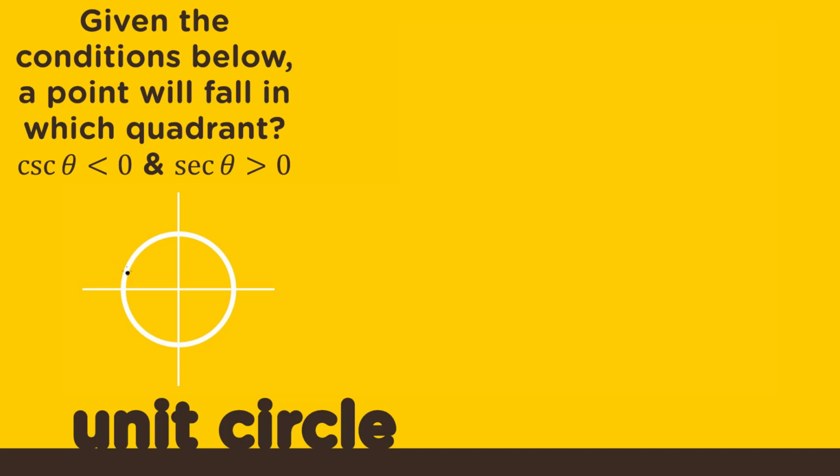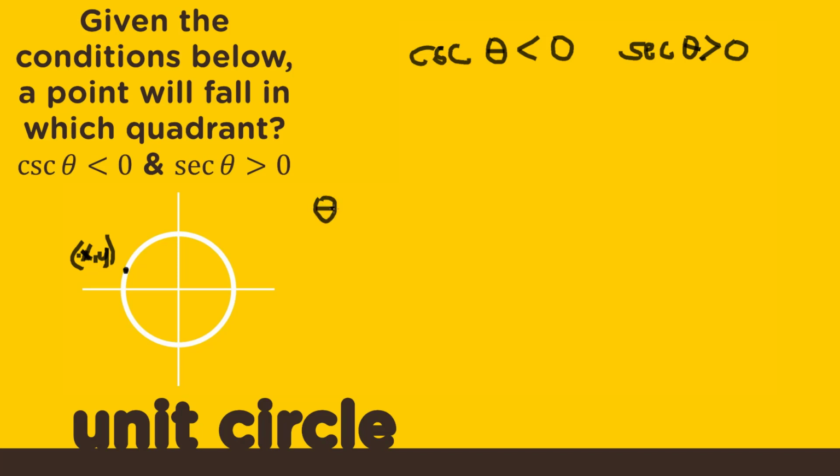Take note that any point here has a combination of x and y coordinates, and the x and y coordinates will depend on the location of the point, because just like this one, this is actually in the second quadrant, so x should be negative here, just like that. So nevertheless, let's talk about the given, cosecant theta less than 0 and secant theta greater than 0. We're going to determine which quadrant a specific theta will fall into.